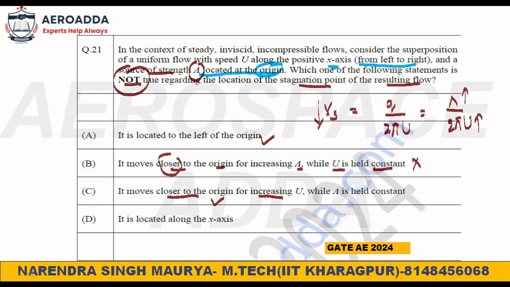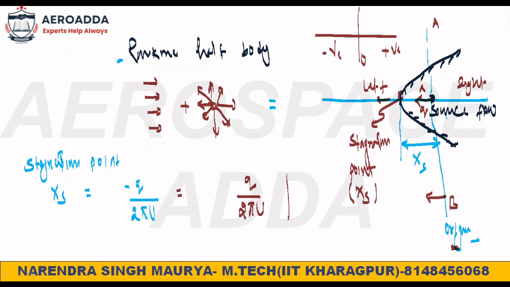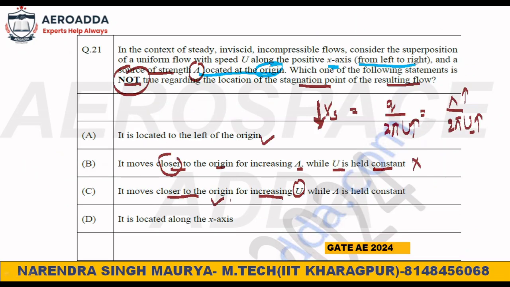It will go towards the origin, because once u increases, excess decreases. Once u increases, excess decreases. Excess decreases means this stagnation point will try to move towards the origin. Means it will be closer, it will be closer towards the origin. That is true. This one is correct 100%.